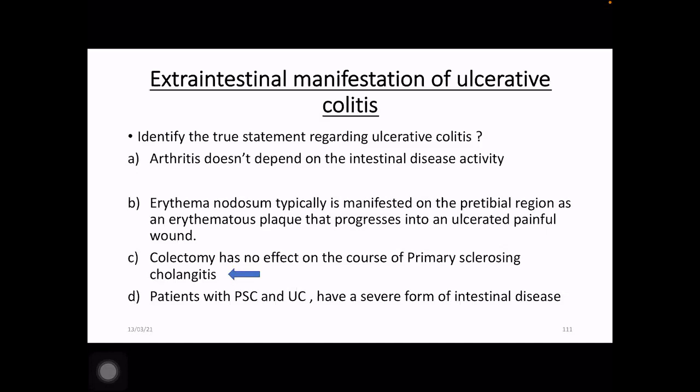Fine. Colectomy has no effect on the course of primary sclerosing cholangitis. That is true. So even if the patient has primary sclerosing cholangitis, even if you do colectomy, the PSC won't be cured, so it doesn't have any effect on primary sclerosing cholangitis. Patients with primary sclerosing cholangitis and ulcerative colitis have a severe form of intestinal disease. True or false?